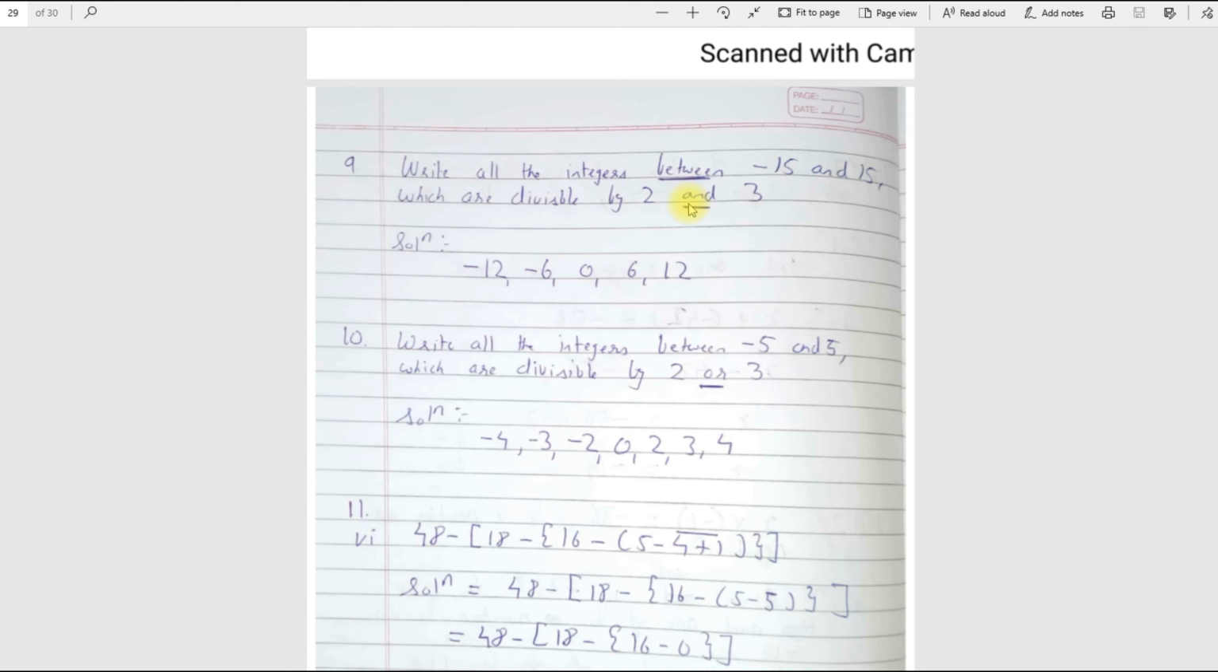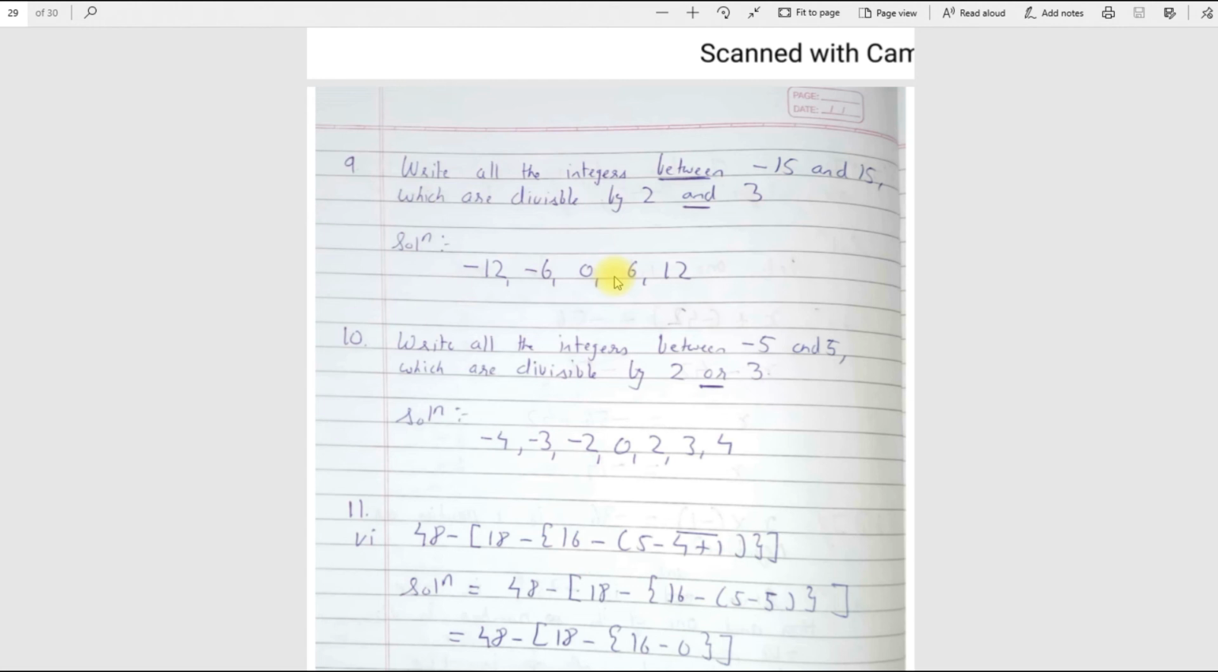So minus 10 I will avoid, minus 9 I will avoid, minus 8 I will avoid, minus 7 also I will avoid. Minus 6, yes, 2 3s are 6 and 3 2s are 6, and it is divisible by both the numbers, therefore I write minus 6. Now 0, as you know, is divisible by any other number, so I will write 0 over here.